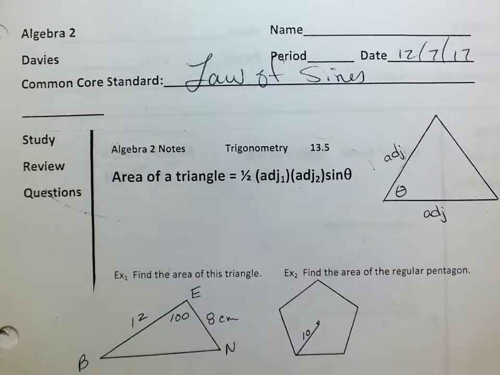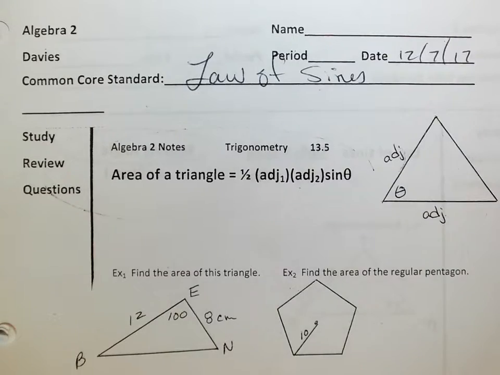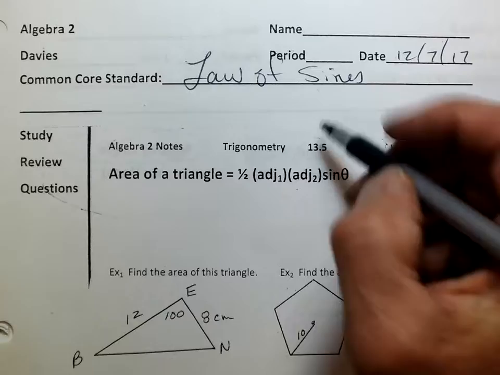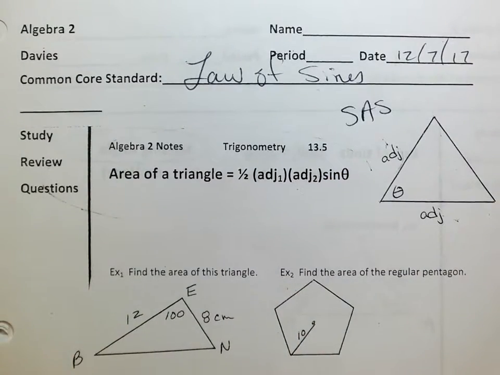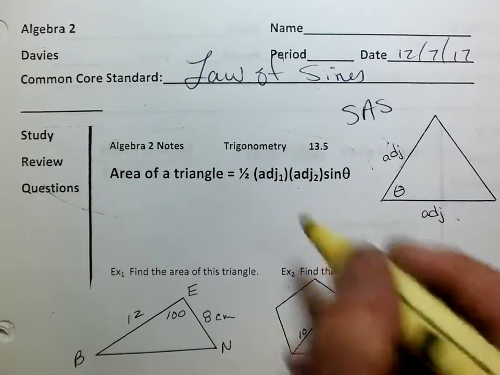Normally the area of a triangle is 1/2 base times height, but there's no height, is there? So we've got this other form that helps us. Normally you have to have a base and a height. But if you happen to know the two sides and the angle, remember side, angle, side from geometry? If you know side, angle, side, then you can find the area. You have to have the two adjacent sides and the angle. So it's as easy as this: it's just 1/2 adjacent times adjacent times the sine of theta.